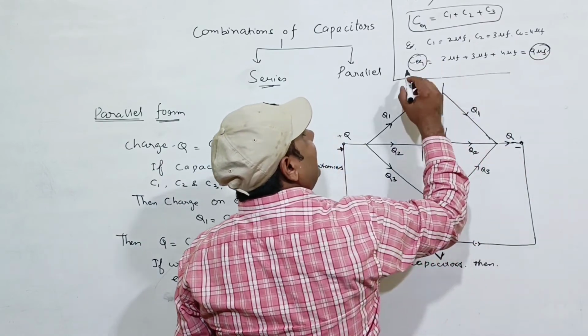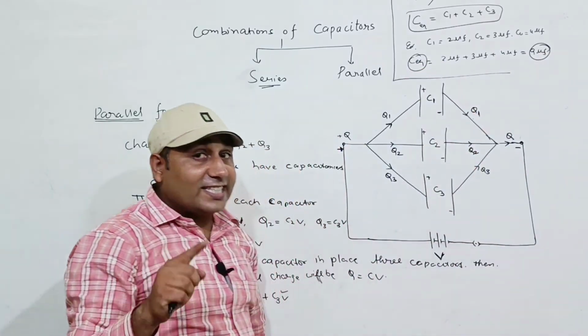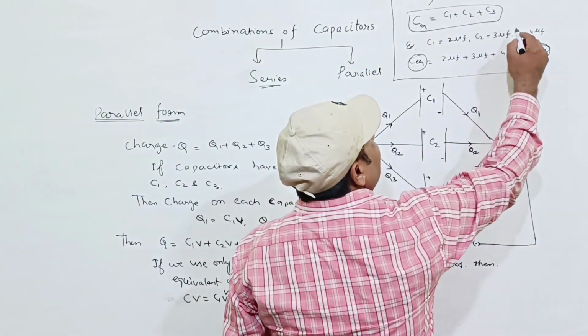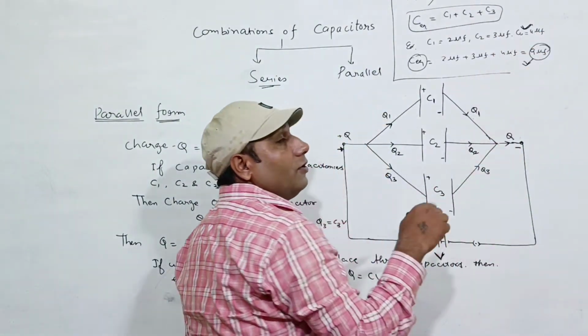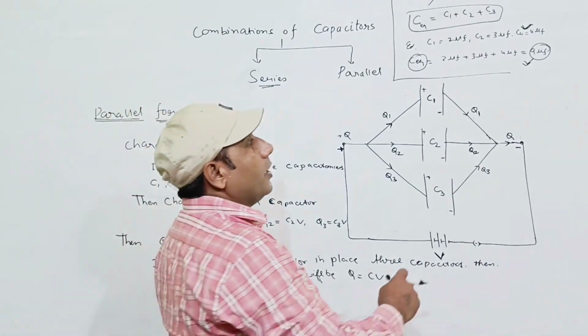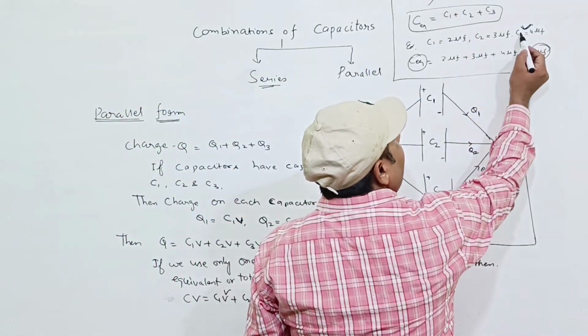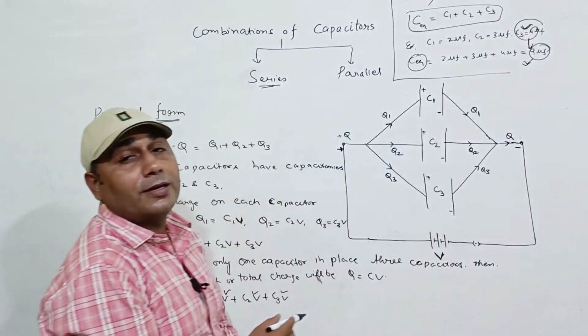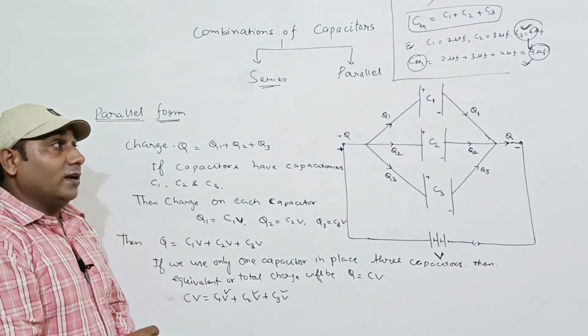It is clear that equivalent capacitance in parallel form is greater than the greatest capacitance of the given capacitors. The answer will be bigger than the maximum capacitance among the capacitors given, in parallel form.